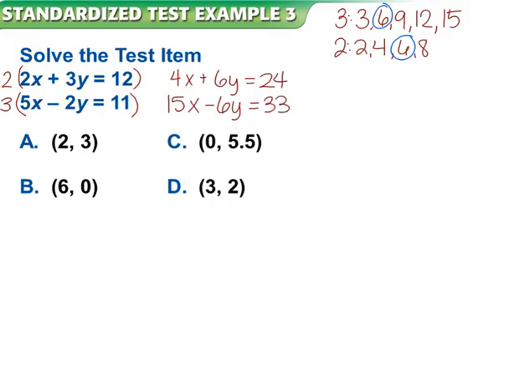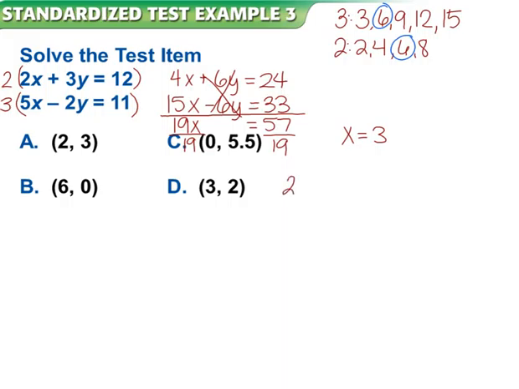Now when we go to add these two together, the 6's will make 0, and we have 19x equals 57. Okay, working into the problem there a little bit, into the answers. Divide both sides by 19, and we end up with x equals 3. Now to figure out the y value, we just substitute x into either of the equations. And I'll just pick the top equation.